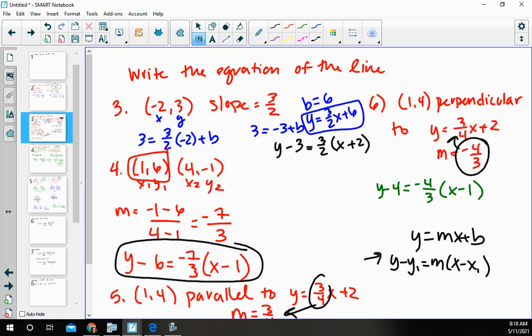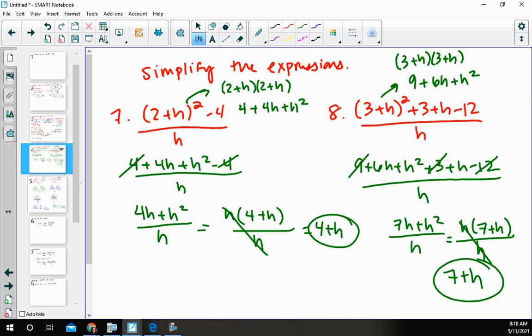Okay, so my next set here, we needed to simplify the expression. So the first thing I did was I saw that squared, I wrote it out twice, I distributed, then I took that and I shoved it back in. I still had that minus 4 left. I combined like terms to get to this point. Okay, and then I saw, okay, well, I have an h that I can take out of the top. I took it out of the top, which since then it's in multiplication mode, I can cancel it with the bottom. Question 8, I did the same thing.